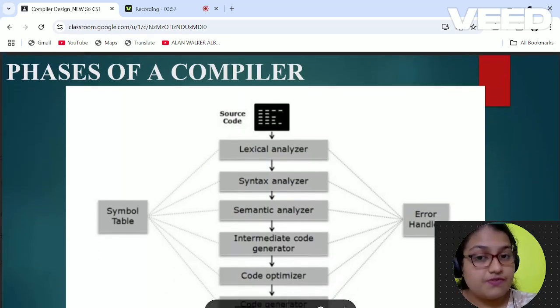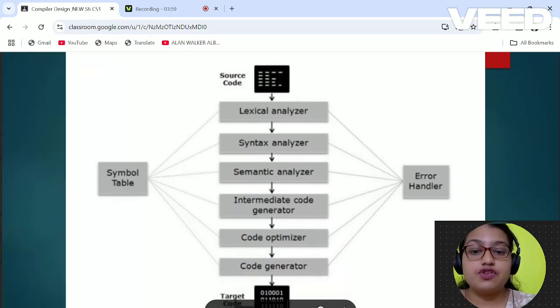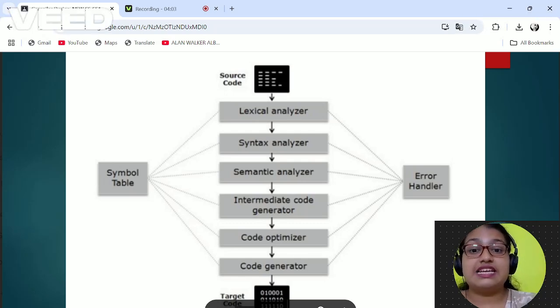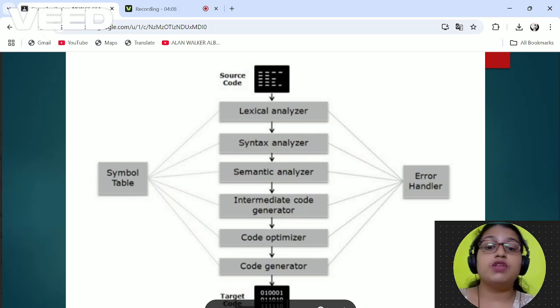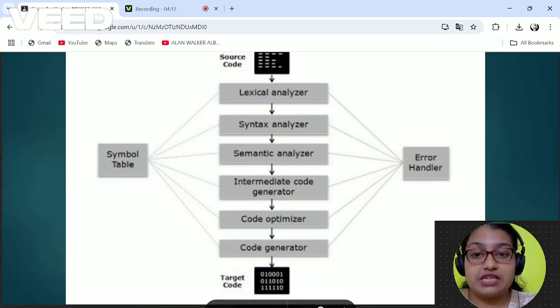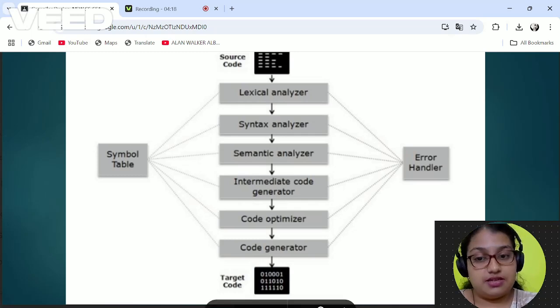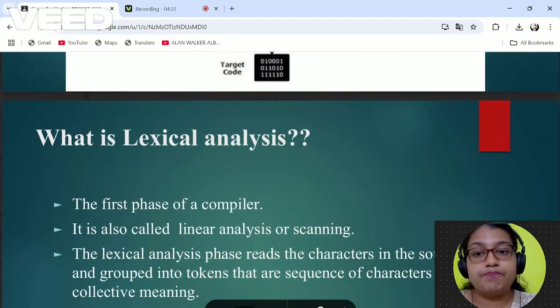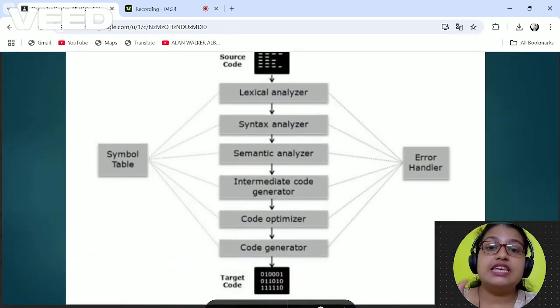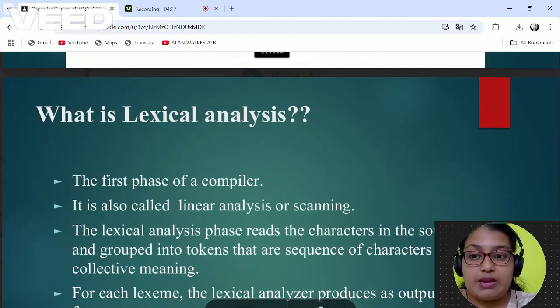Now these are the phases of a compiler, as I've mentioned. We have the source code which is moved to the lexical analyzer, then to the syntax analyzer, semantic analyzer, intermediate code generator, optimizer, code generator, and finally we get the target code. In this process, all six phases are mapped to the symbol table as well as the error handler. Now we will learn each of the phases one by one.